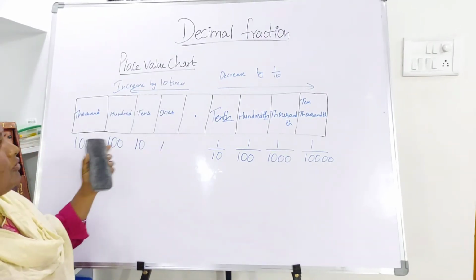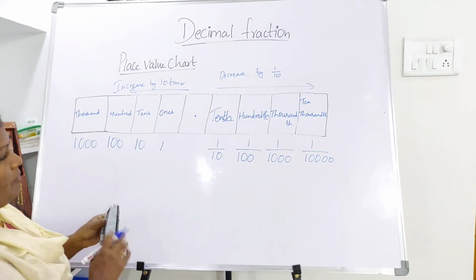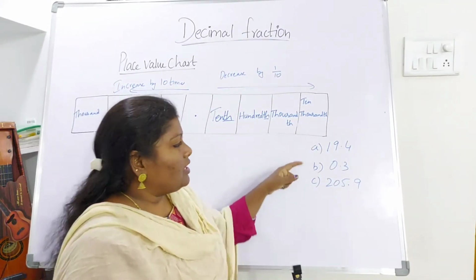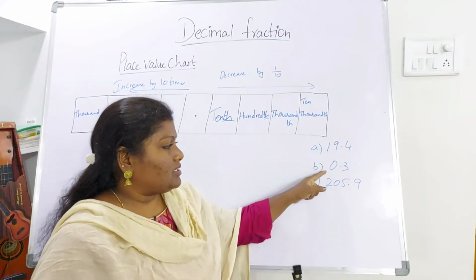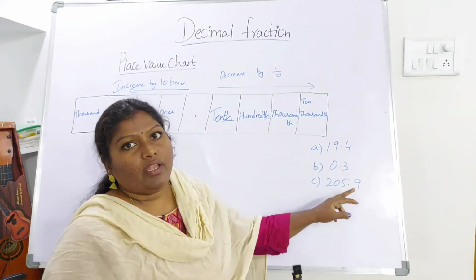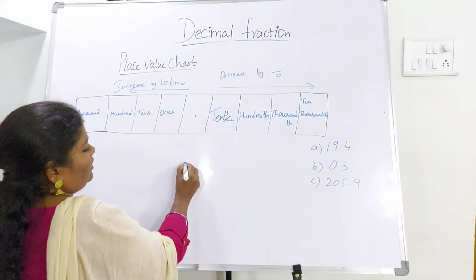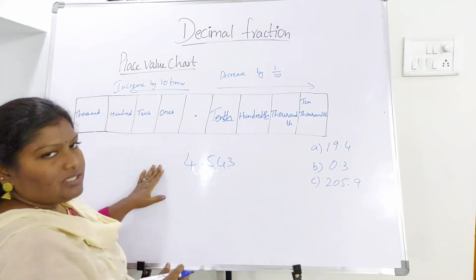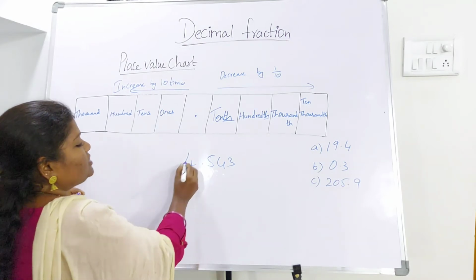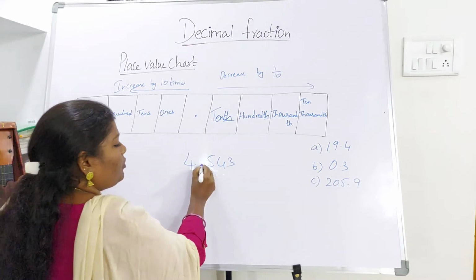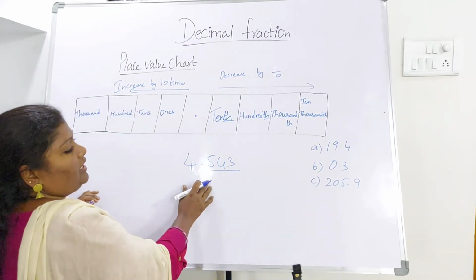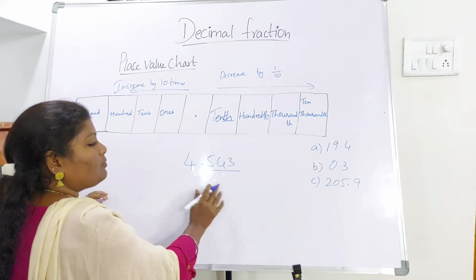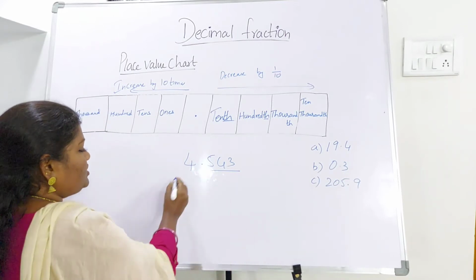I will give examples of how to place a number in a place value chart. I have taken three examples: 19.4, 0.3, and 205.9. First, how to read a number? Whenever you have a number, for instance 4.543, you have to read it as 4 point, and after the point you need to read the digits as single digits. You are not supposed to read it as 4 point five hundred forty-three.